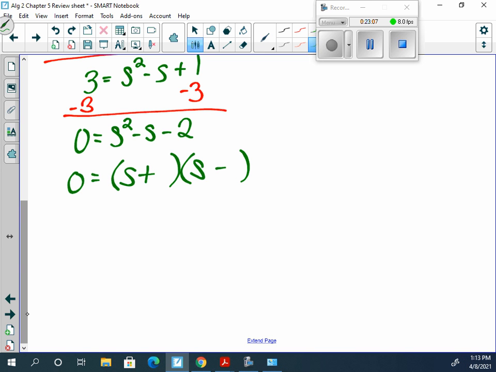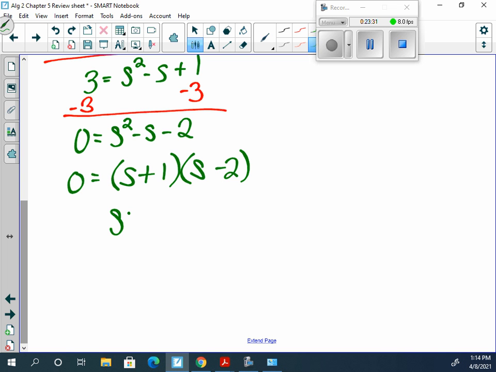Which one's going to be positive? Which one's going to be negative? Positive 1 and negative 2. Because the middle term is negative, and because we don't have a number with s, we can really see which one's positive, which one's negative. Because negative 2 plus 1 would give us a negative 1. Because we want the bigger number to be negative.